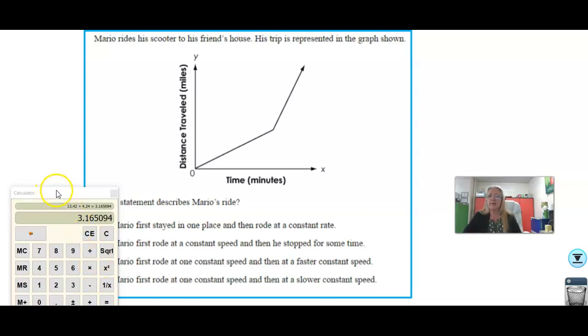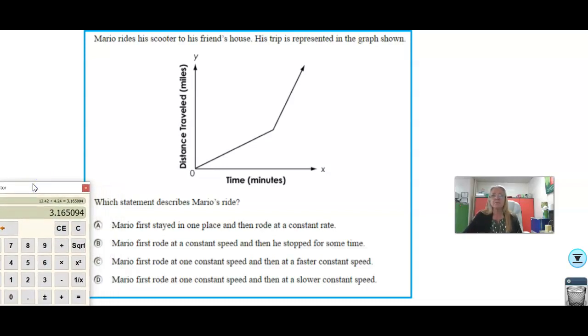Okay, so in this one, we have Mario riding his scooter. He rides a scooter to his friend's house. His trip is represented in the graph shown. Which statement describes Mario's ride? Mario first stayed in one place and then rode at a constant rate. Mario first rode at a constant speed and then he stopped for some time. Mario first rode at one constant speed and then at a faster constant speed. Mario first rode at one constant speed and then at a slower constant speed.